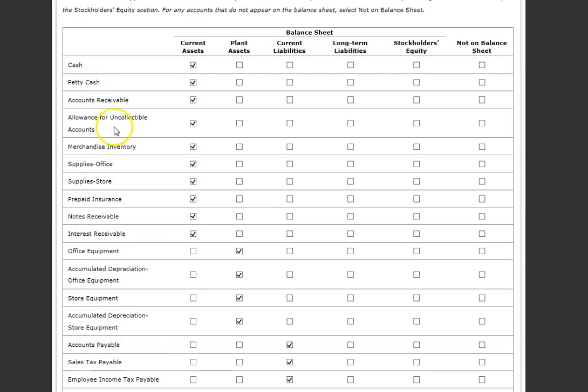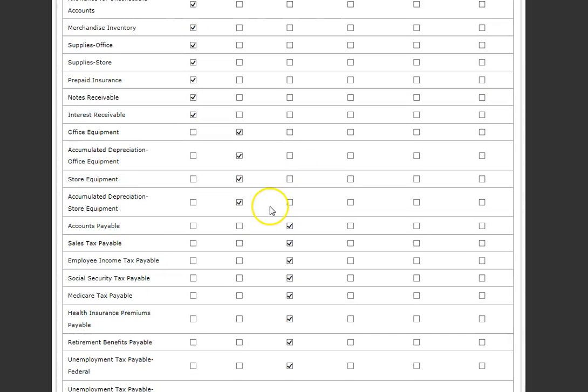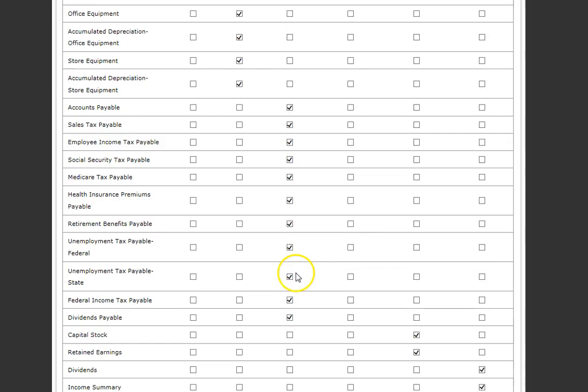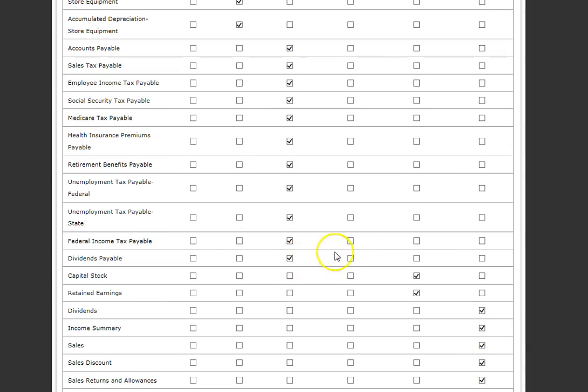Okay, if we look at cash, we've got current assets: petty cash, accounts receivable, allowance for uncollectible accounts, merchandise inventory, supplies office, supply store, prepaid insurance, notes receivable, interest receivable. And this is all listed in your book on the balance sheet that we prepared. Move into office equipment. These are all plant assets: accumulated depreciation, store equipment, and accumulated depreciation. Moving into the next section, the current liabilities: accounts payable, sales tax payable, etc., all the way down to dividends payable.